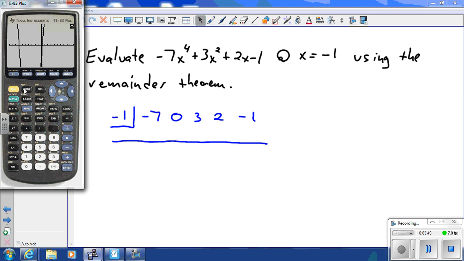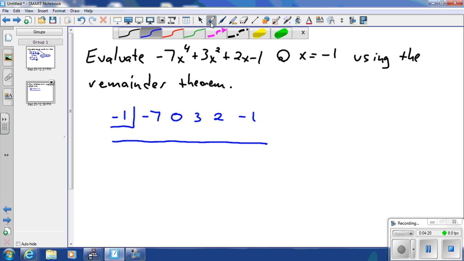So I can show you that real quick. Taking from the main screen here, I can just take negative 7 times, we're going to do x is negative 1, and that's going to be raised to the fourth power, plus 3 times the x value, which is still negative 1, squared, plus 2x minus 1. That should be what we get as the remainder when we're done with our division here. So let's see if that works. It should.